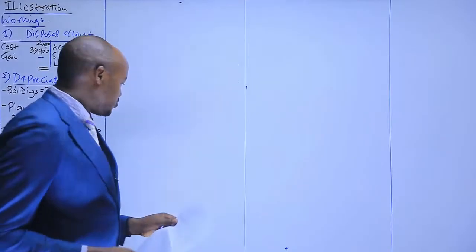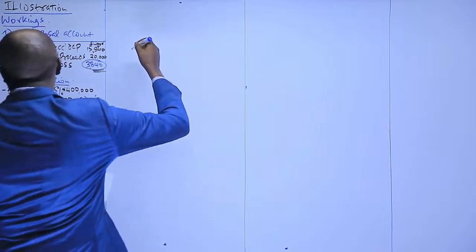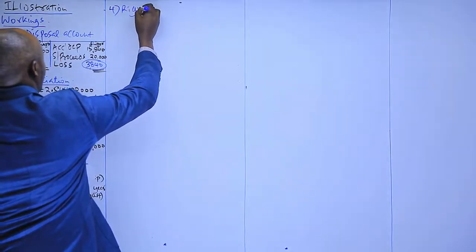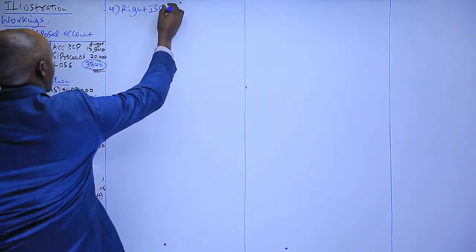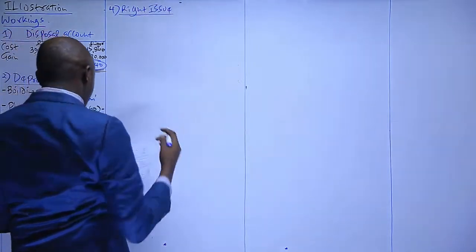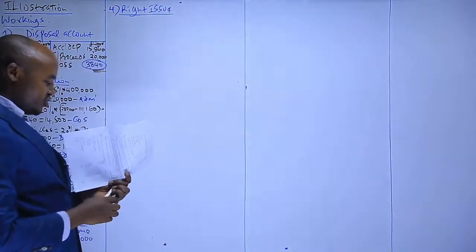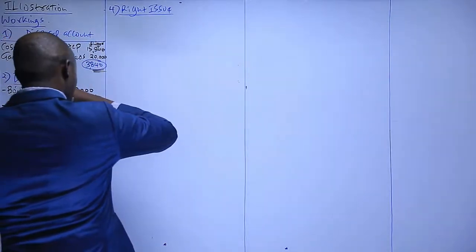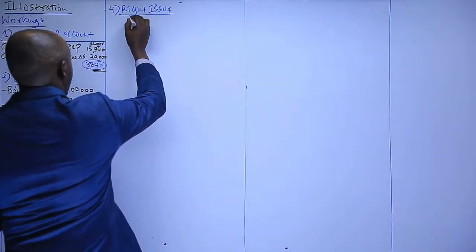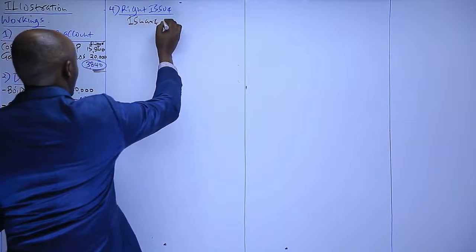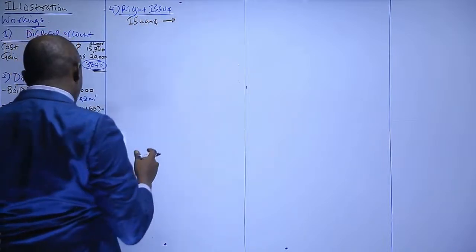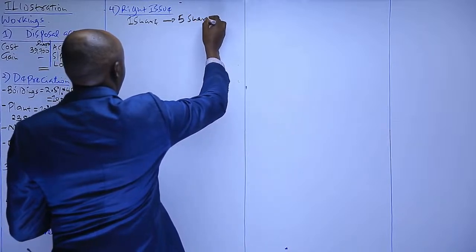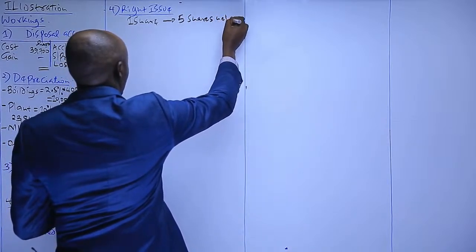So I think what we need to do there is to determine how many shares were issued by the company during the rights issue. So we are told this rights issue which was made by the company to the existing shareholders was on the basis of 1 share for every 5 shares held.